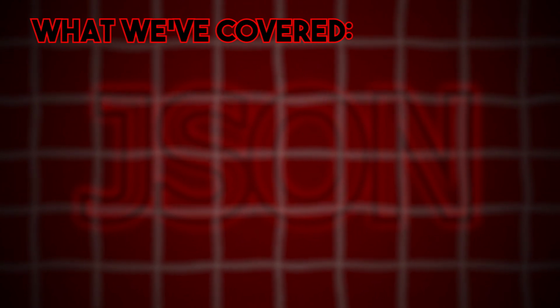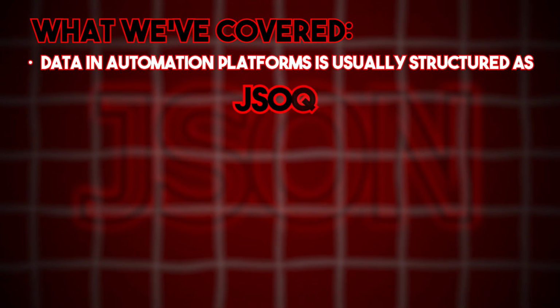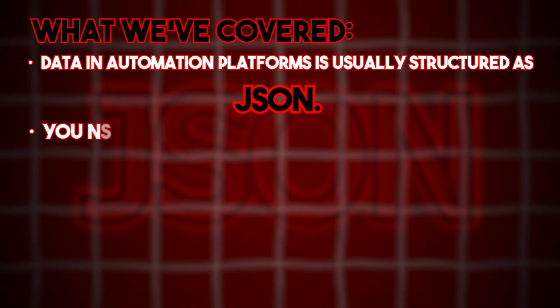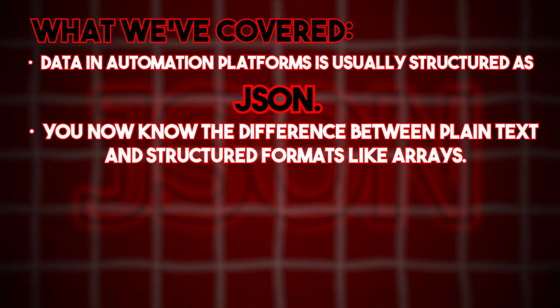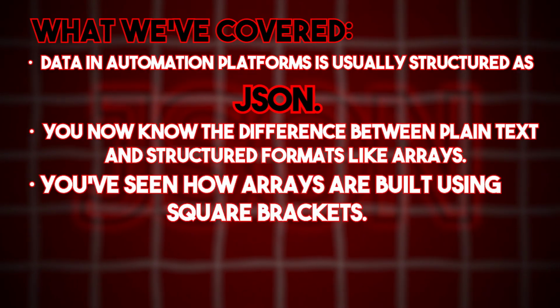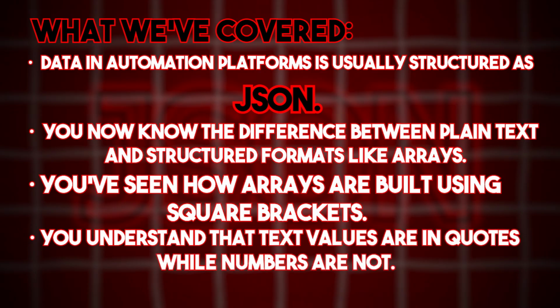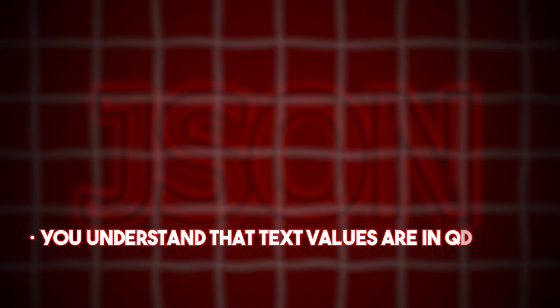By the end of this episode, here's what we've covered. Data in automation platforms is usually structured as JSON. You now know the difference between plain text and structured formats like arrays. You've seen how arrays are built using square brackets. You understand that text values are in quotes, while numbers are not. This foundational knowledge will make everything that follows way easier, especially when it comes to building and debugging your scenarios.